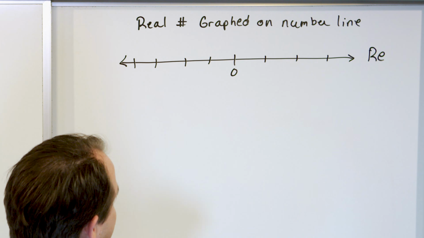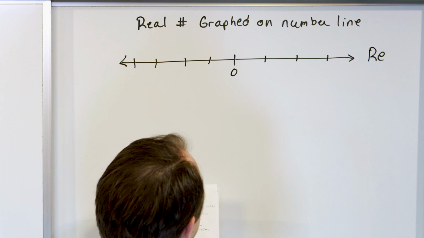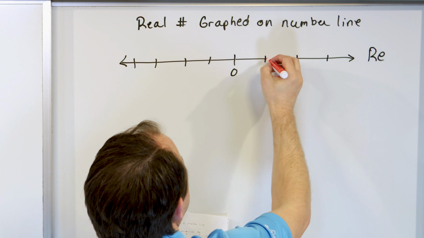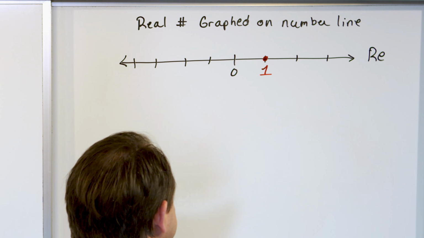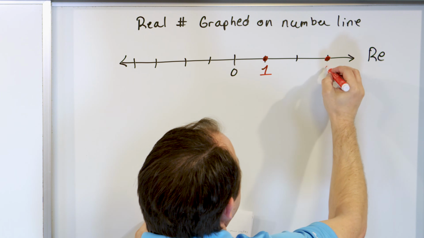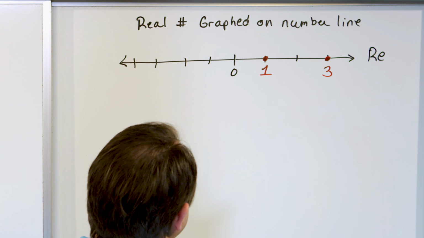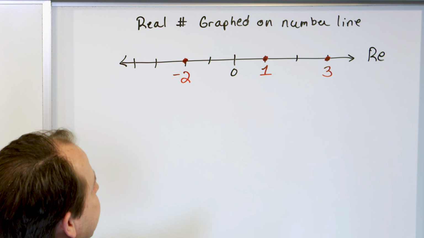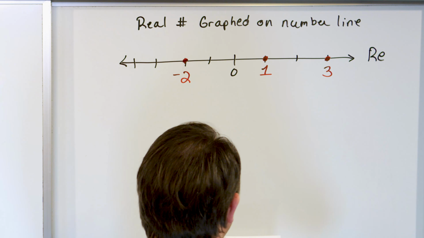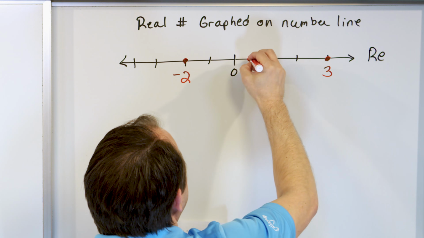But the point is you can graph numbers on the number line. Any real number can be graphed on the number line. So for instance, the number 1, we can just put it right there and say it lives right there in the number line. The number 3 is a real number. We can just say it lives right there. The number -2 exists right there. Of course, the number 0 is on the number line. And then, of course, all the fractions and everything else can live there, too.